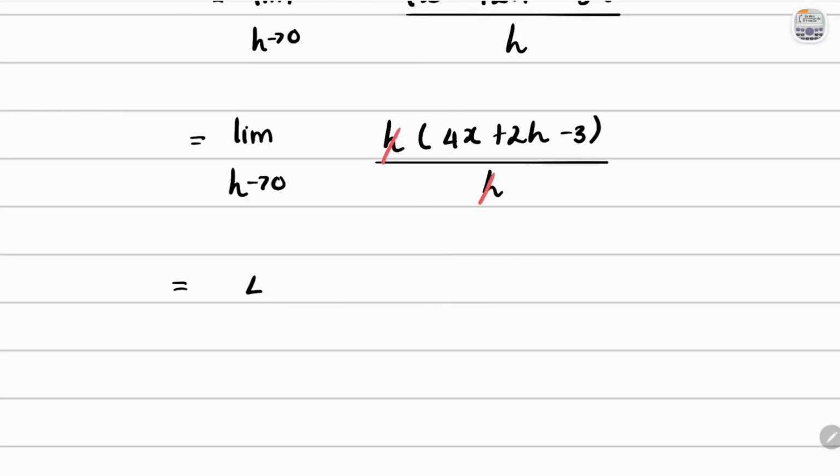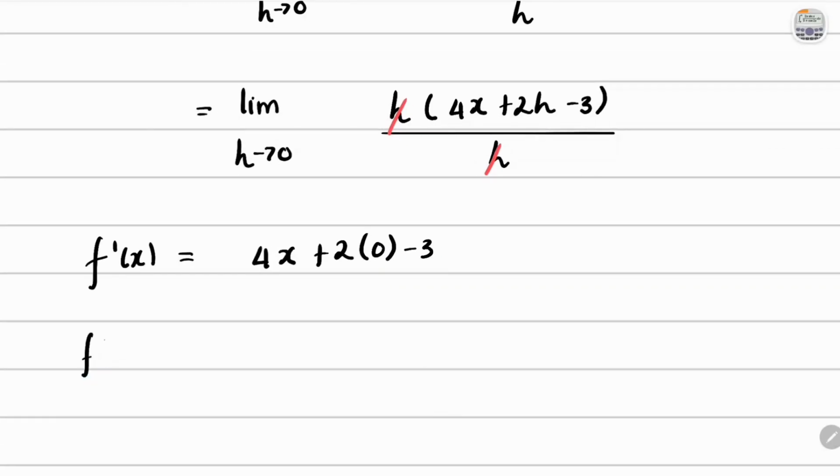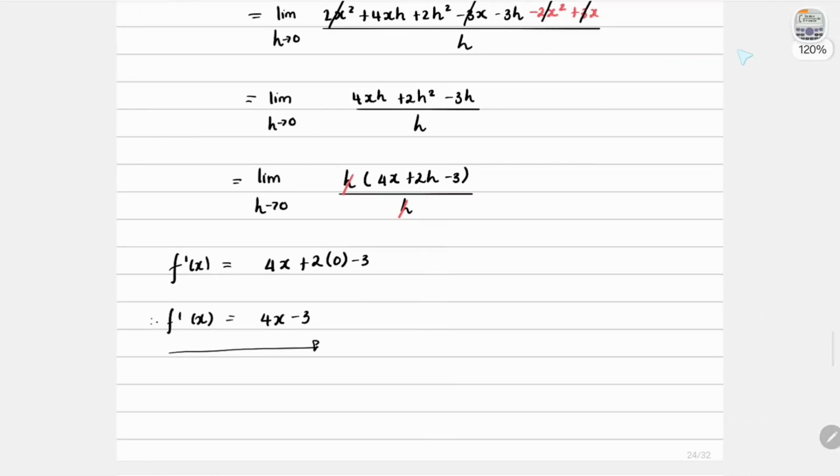So at this point, you can substitute. It's perfectly fine. So we'll say 4x plus 2. In place of h, we say 0 minus 3. So f prime of x is finally equal to 4x minus 3. And that is our answer.